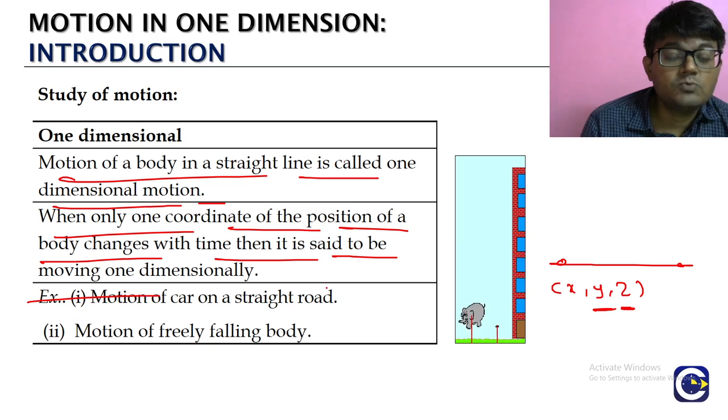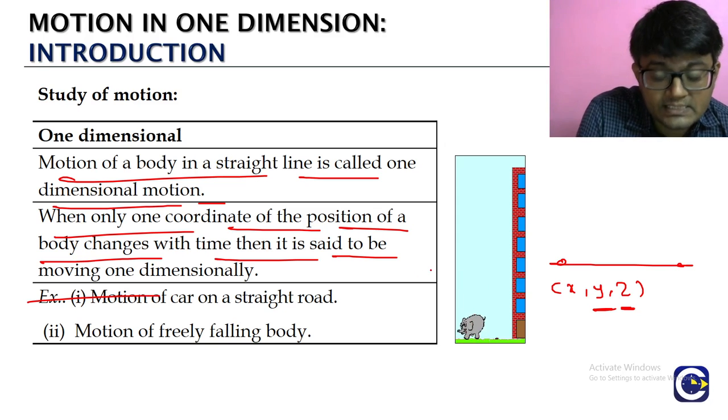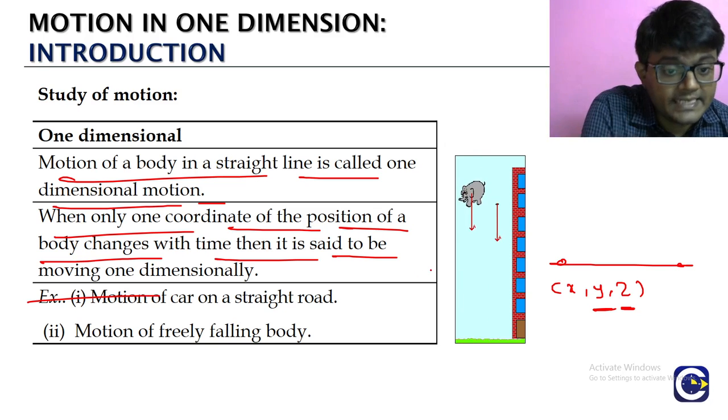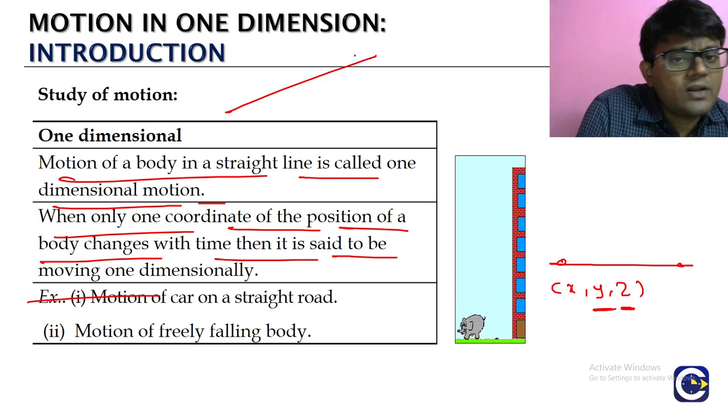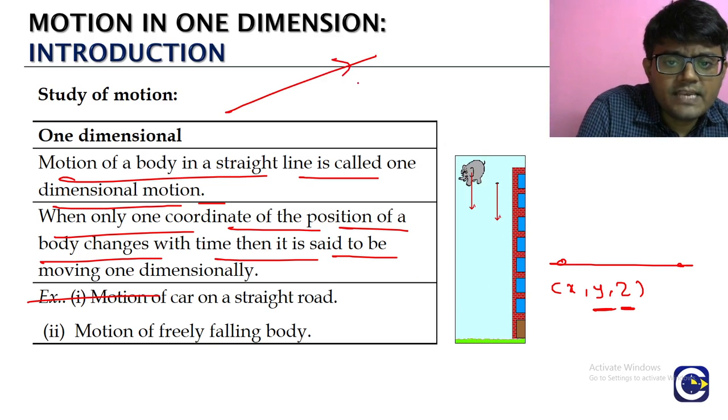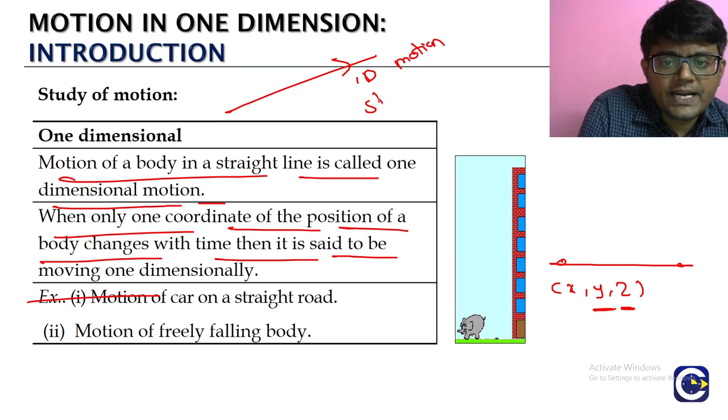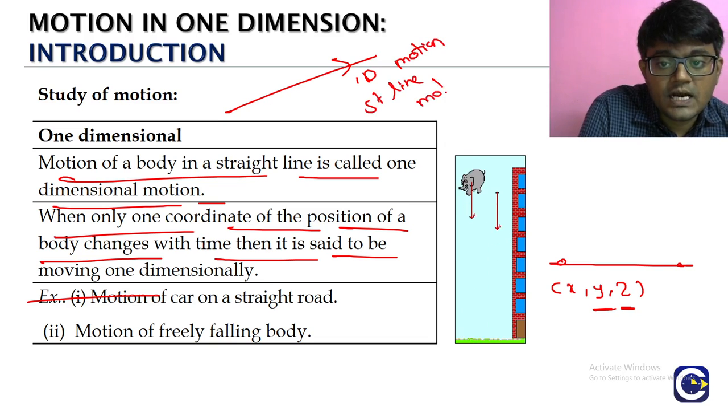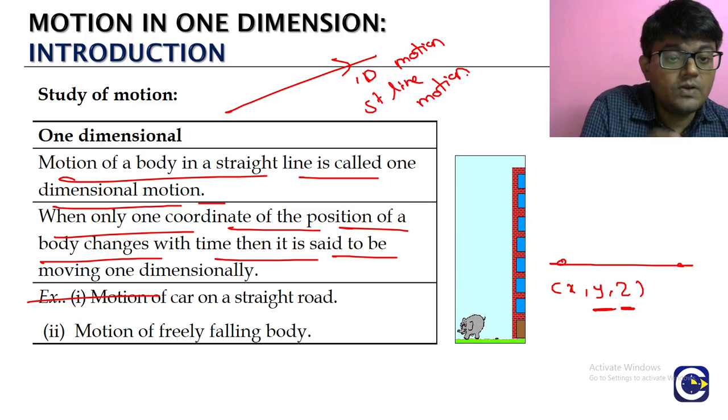So only one coordinate of the position of the body changes with time, and we say it is moving one dimensionally. It may be along the x-axis, the y-axis, the z-axis, or along any straight line also. We'll call it one dimensional motion or straight line motion. So this is one way in which we will look at the motion.